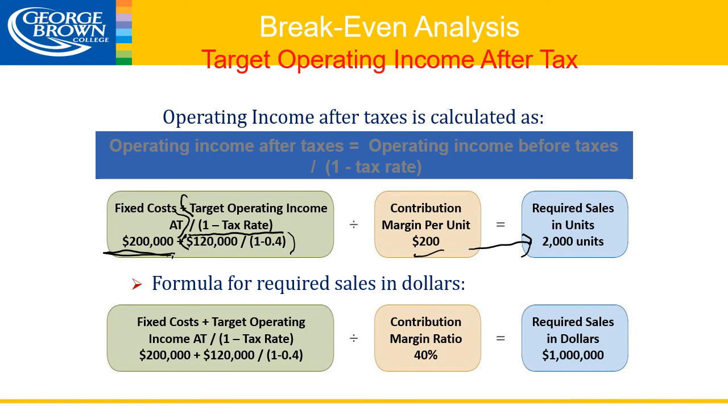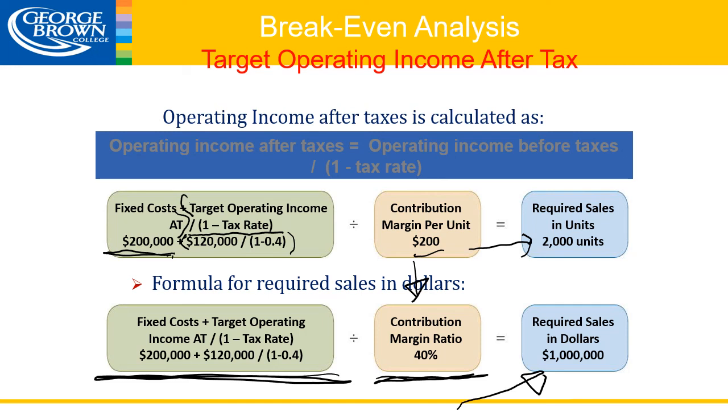If we wanted to know the dollar sales level, we would do the exact same calculation, except we replace our contribution margin per unit with our contribution ratio, or rate. We do the division, and we get a required sales level of $1 million. So we need $1 million worth of sales in order to cover our fixed costs of 200,000 and produce an after-tax profit of 120,000, given a 40% tax rate, or 0.4.